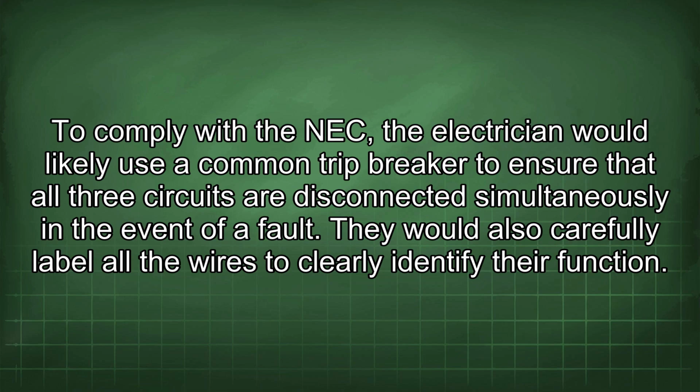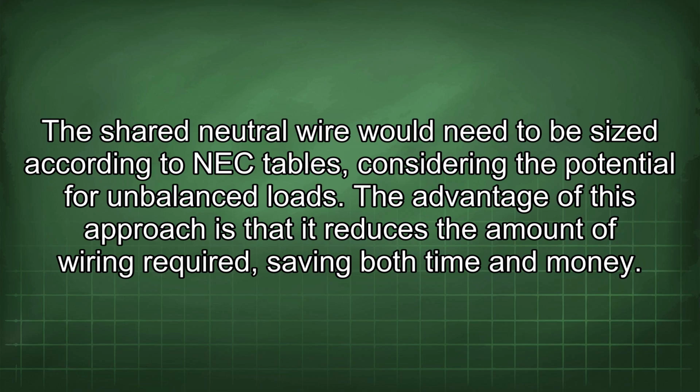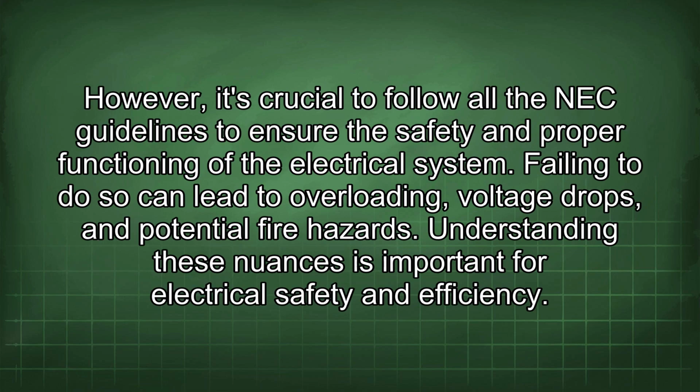They would also carefully label all the wires to clearly identify their function. The shared neutral wire would need to be sized according to NEC tables, considering the potential for unbalanced loads. The advantage of this approach is that it reduces the amount of wiring required, saving both time and money. However, it's crucial to follow all the NEC guidelines to ensure the safety and proper functioning of the electrical system. Failing to do so can lead to overloading, voltage drops, and potential fire hazards. Understanding these nuances is important for electrical safety and efficiency.